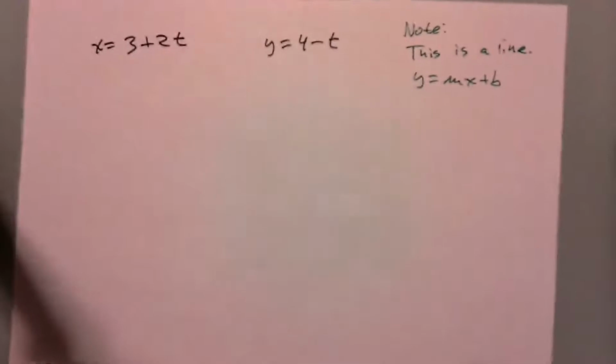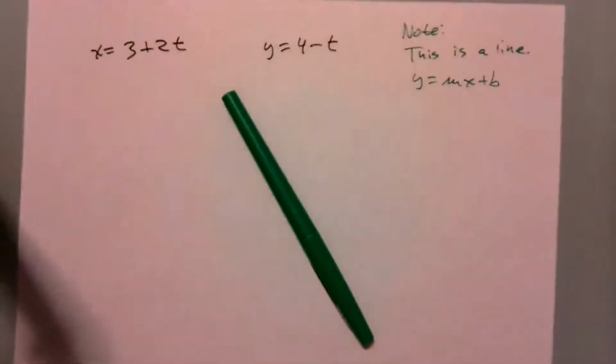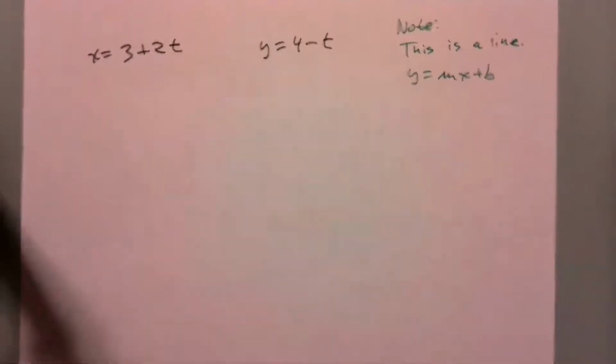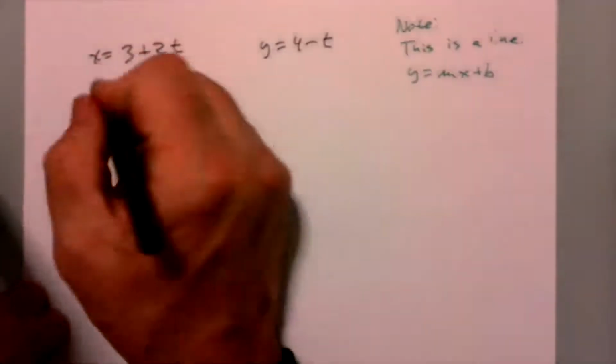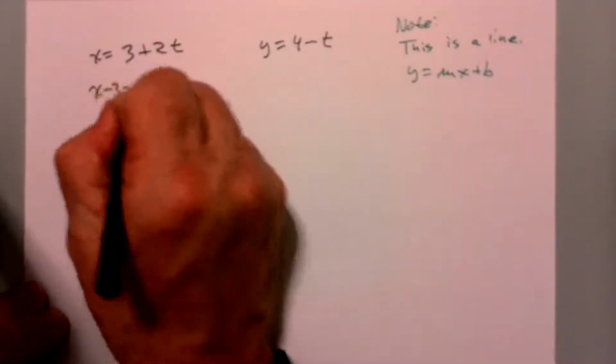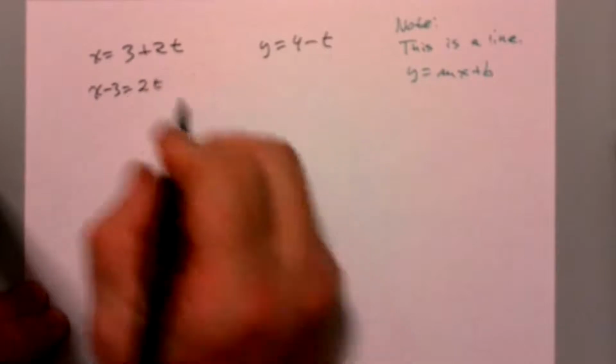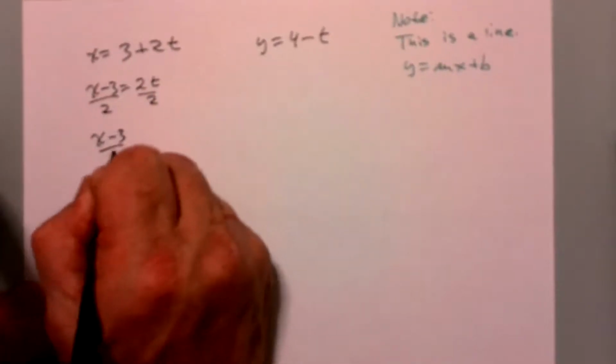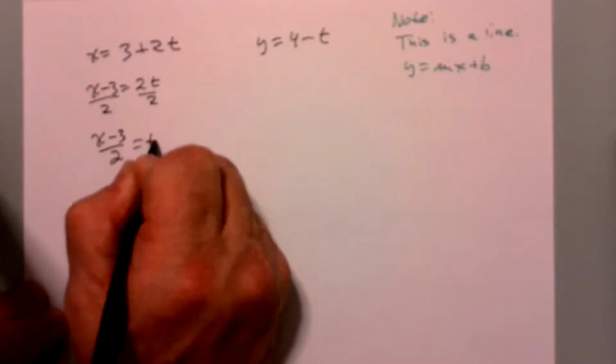So we go back to our same strategy. We'll get it to focus. We're going to go ahead and eliminate the parameter. The parameter is t, so we're going to solve for t on both sides. I'm going to say x − 3 is 2t, and then divide both sides by 2. I get (x − 3)/2 is t.